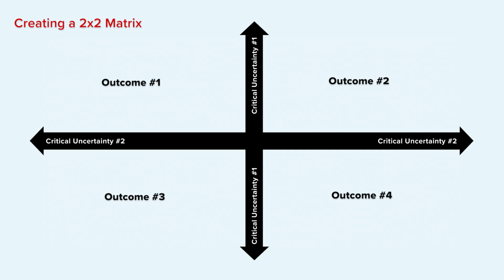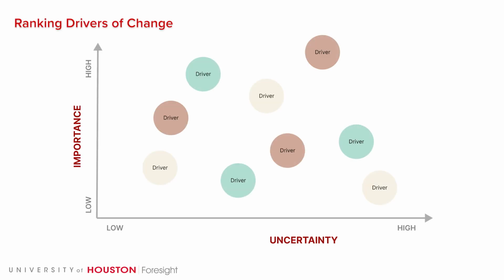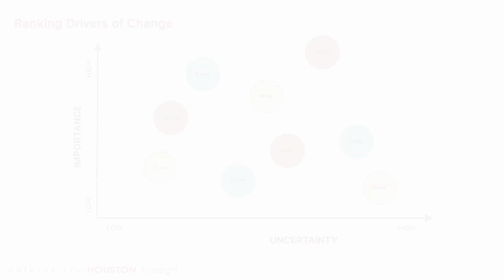This method takes two critical uncertainties, based on drivers of change, and maps their opposite outcomes along two axes. Each quadrant is then used to develop different scenarios. To begin, rank your drivers of change based on their level of uncertainty and overall importance to your primary strategic question and domain. You don't need to be precise. Just focus on comparing the drivers to one another to get a sense of their relative impact.